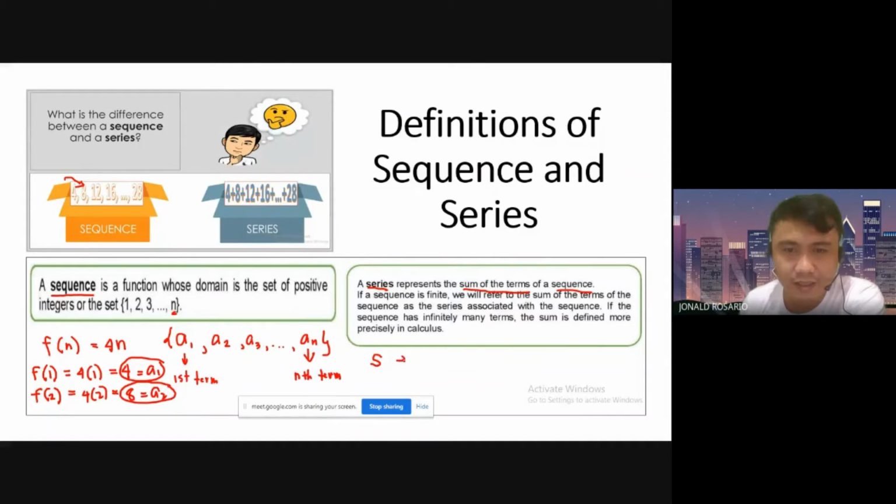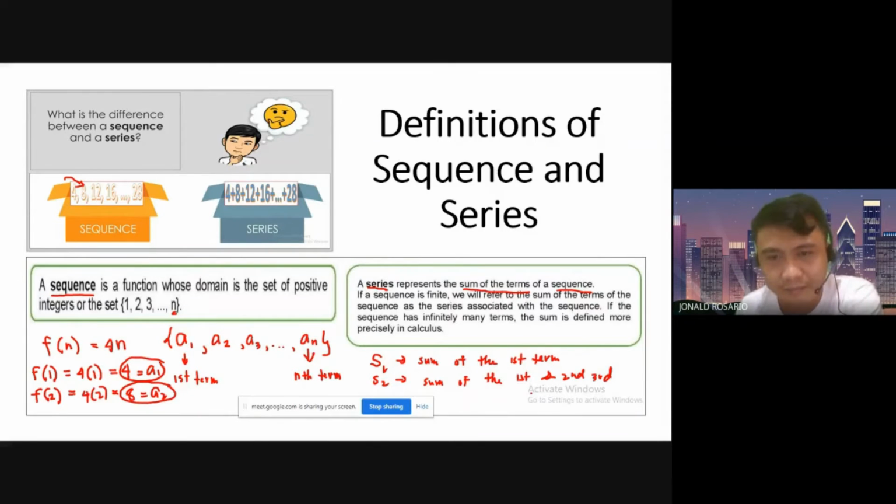S is S sub 1. Ito yung sum of the first term. First term, yung una lang. Okay? S sub 2 naman, ito yung sum of the first and second term. Pag S sub 3, yung sum hanggang sa third term.